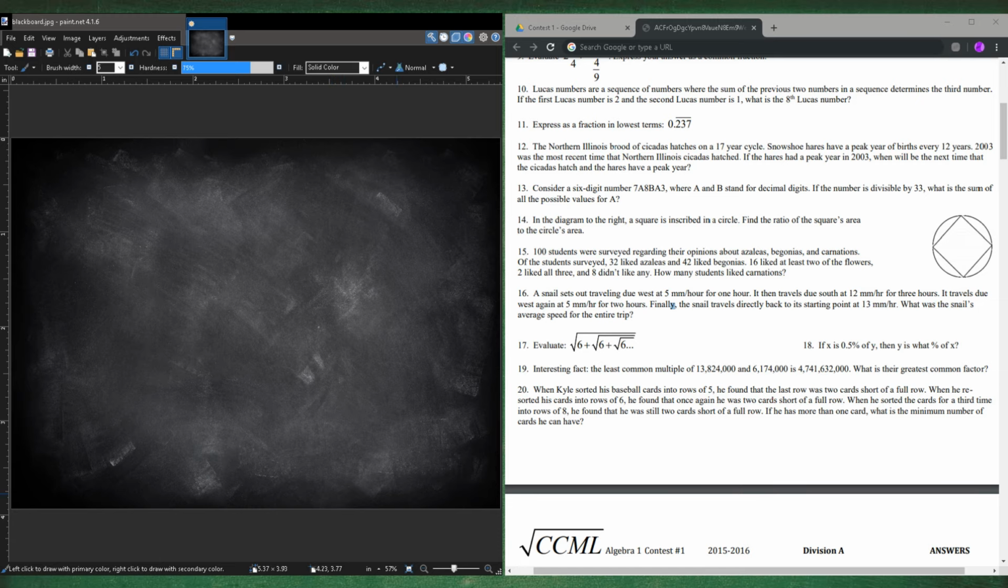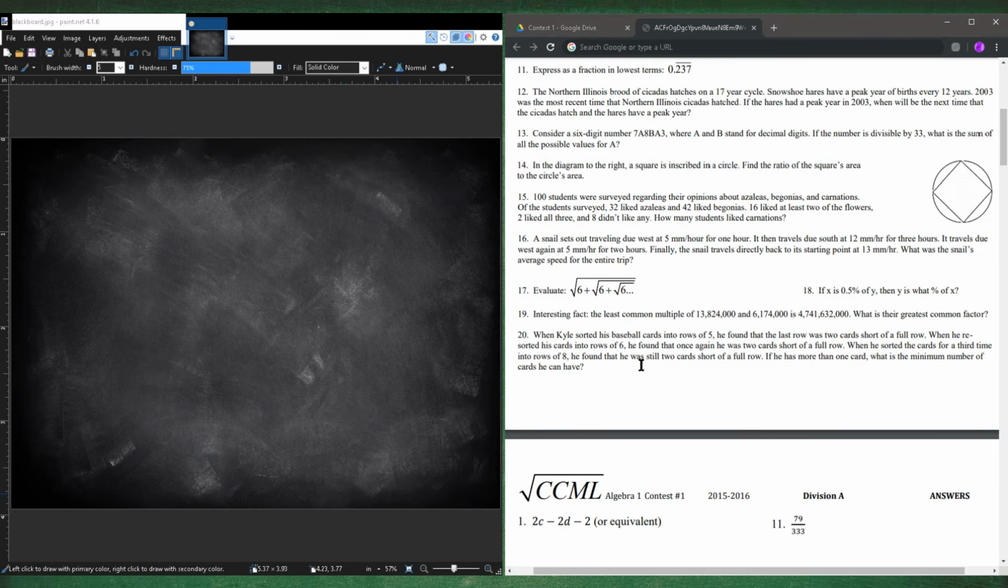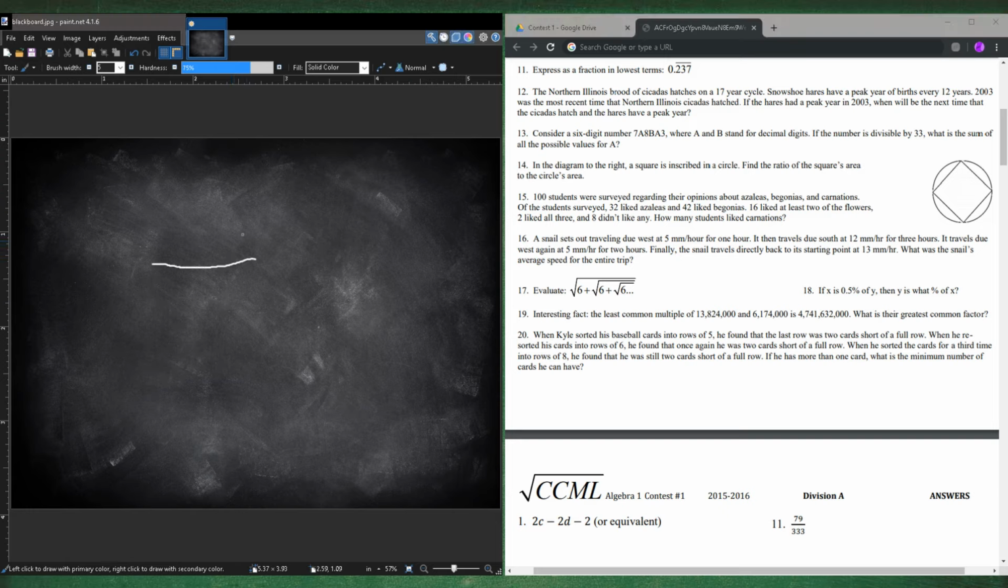Okay, number 16. A snail set out traveling west at 5 millimeters per hour for 1 hour. If it travels due south at 5... Oh, so let's just draw this out. So it went 5 millimeters per hour for 1 hour, so it went 5. And it went south 12 millimeters per hour for 3 hours, so it went 36. And then it travels due west again at 5 millimeters per hour for 2 hours, so it goes here for 10.